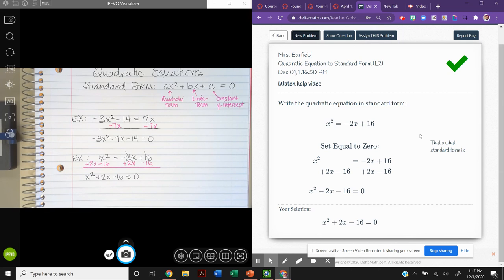All right, now, if you're looking at this and you're saying, Ms. Barfield, I do not need to write this down. I could do this in my head. Fantastic. Do it in your head, type it into Delta Math, and you're good to go.